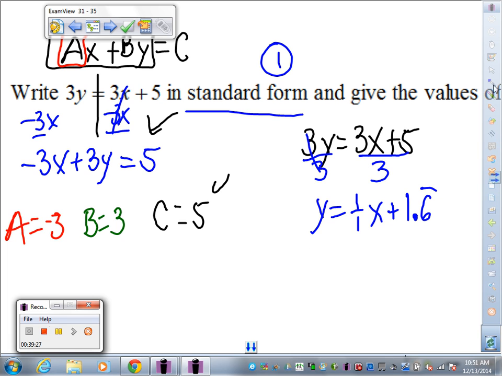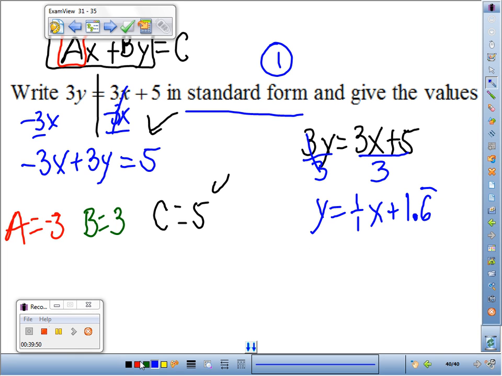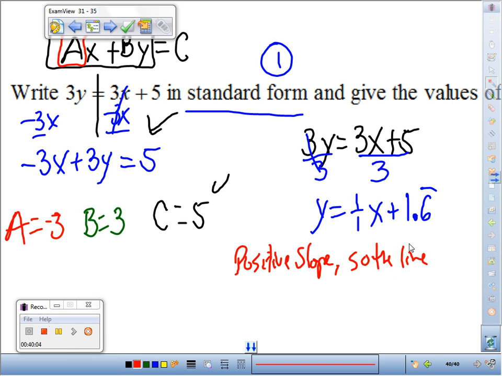Yes. So the first thing we're going to describe, we're going to say positive slope, comma, the line is going up.